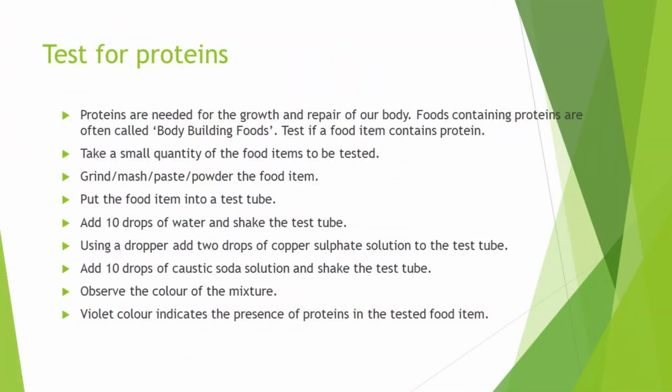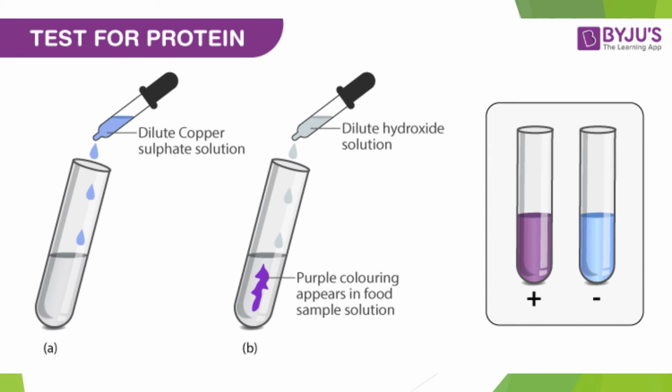Now test for protein. Proteins are needed for the growth and repair of our body. Foods containing proteins are often called bodybuilding foods. Test if a food item contains protein. For this, take a small quantity of the food item to be tested. Grind or mash it into a paste or powder, any form of the food item you can take. Put the food item in a test tube. Then add 10 drops of water and shake the test tube.